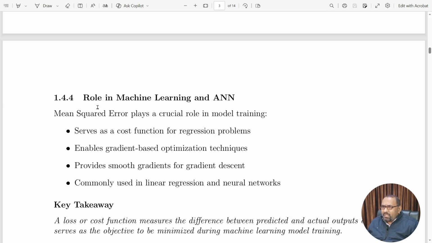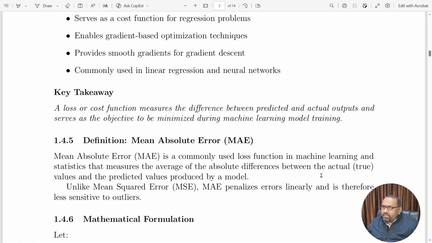Second is the role in machine learning. Mean squared error plays a crucial role in model training. It serves as a cost function for regression problems, enables gradient-based optimization techniques, and provides smooth gradients for gradient descent, which we will discuss in this lecture. It is commonly used in linear regression and neural networks. These are the applications where we will apply it. A loss or cost function measures the difference between predicted and actual output and serves as the objective to be minimized during machine learning model training.